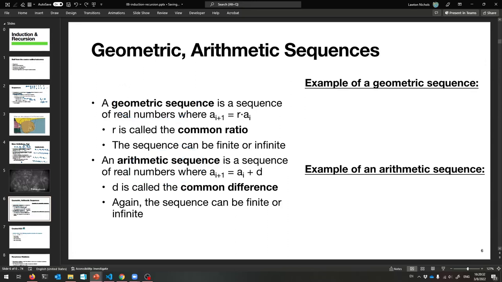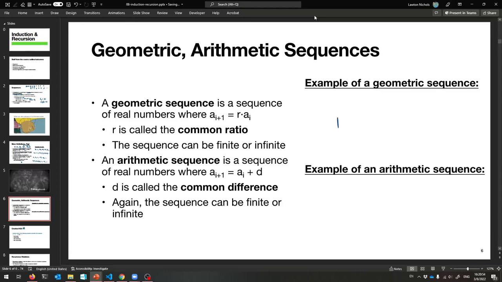Let's talk about each. A geometric sequence is when you have a bunch of numbers and the next element in the sequence is based off of the previous one, and you multiply it by some constant that remains constant for the entire sequence, some r. And r is called the common ratio. Okay, so let's define an example geometric sequence.